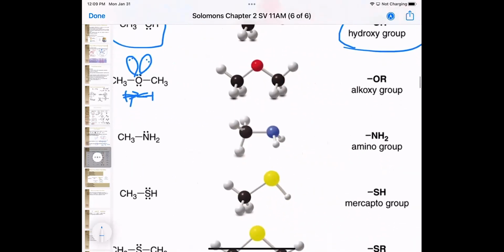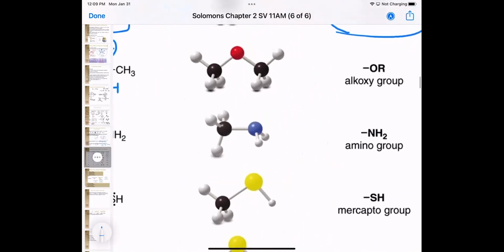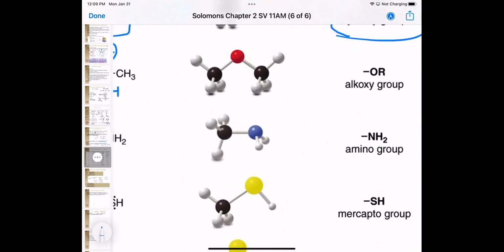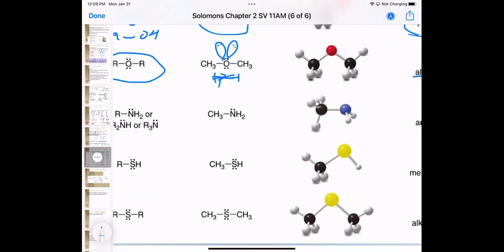But we call this the alkoxy group. ALK for alkyl group, oxy for the oxygen. So alkoxy group. So it's also going to be called the ether class, and we'll get into that. Don't worry about that just yet.